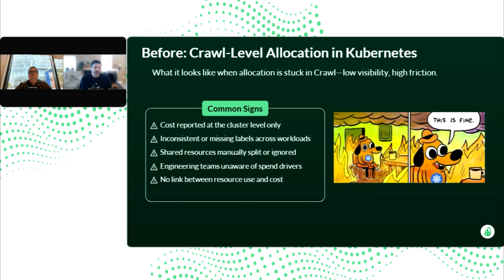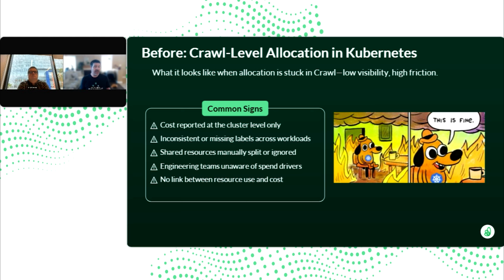So kind of in the world before, right, at this crawl level of allocation in Kubernetes, everything hurts. Cost gets reported only at a cluster level, maybe at a provider level. You've got inconsistent or missing labels and tags across workloads, which means sharing costs, identifying who the owners and the drivers of those costs can still be a big mystery that you have to unravel. It gets tough to identify and split shared resources and do that kind of showback and chargeback activity you want to do.